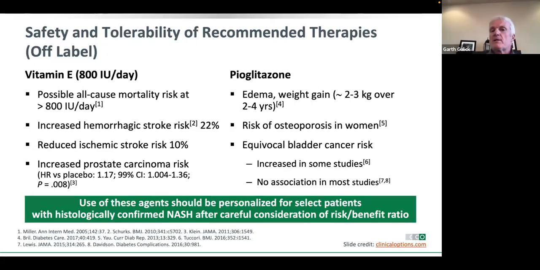So summarizing these 2 old school medications, vitamin E's got a lot of risks, question of cardiac mortality at the dose we use, probably no prostate cancer risk. Actos, we've always been concerned of its weight gain. The risk of bladder cancer and osteoporosis is questionable.